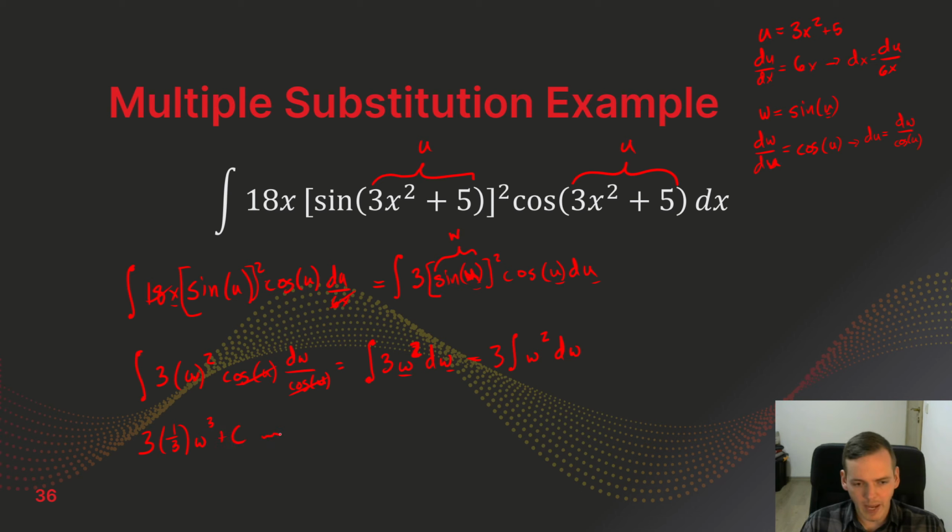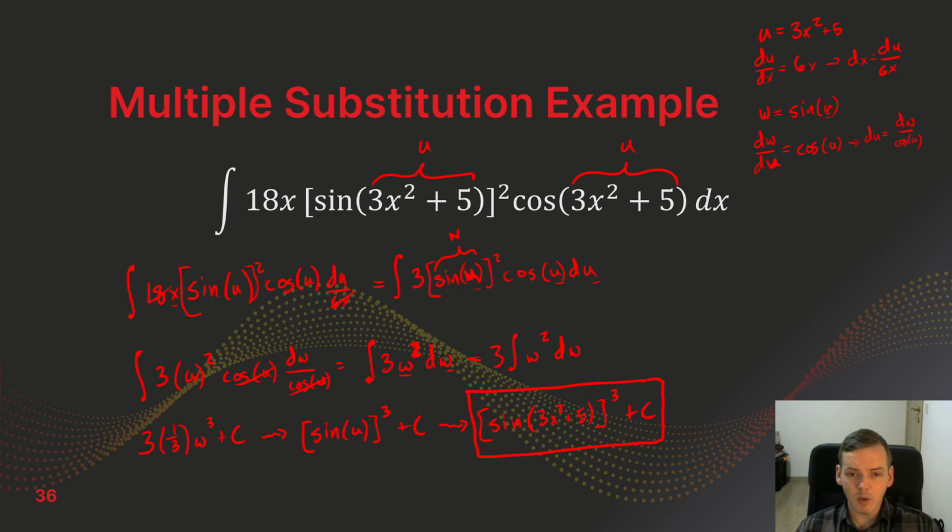And now we just go back and start plugging things in. So w, remember, was sine of u, so it's equivalent to sine of u cubed. And the 3 and the 1/3 cancel, which is why I didn't leave it there. Plus c. But remember, we have to also substitute u back in from above. So we have sine of 3x squared plus 5, to the 3rd, plus c. And that is our result because we're back to x's like before.